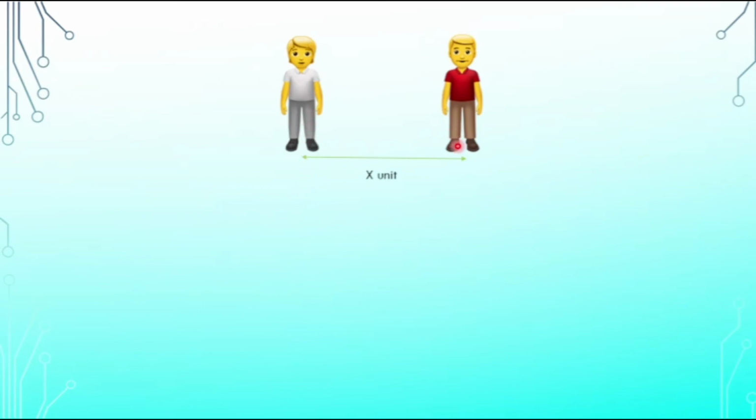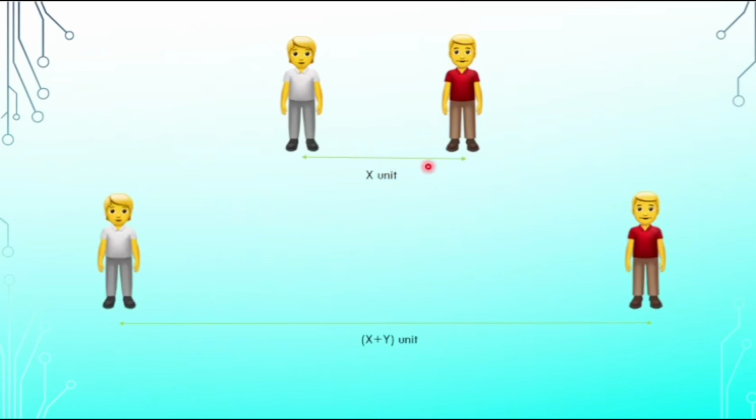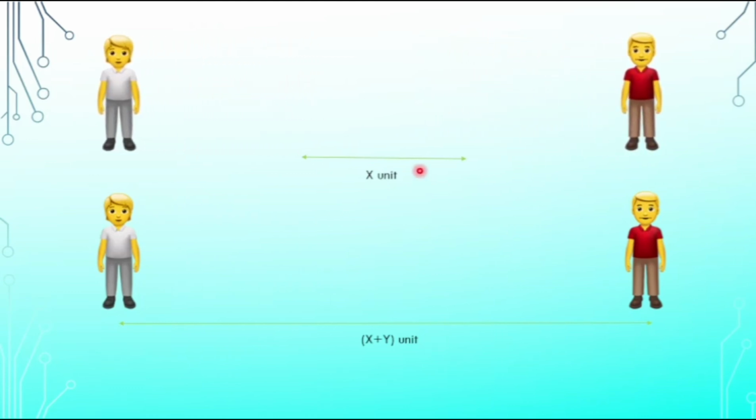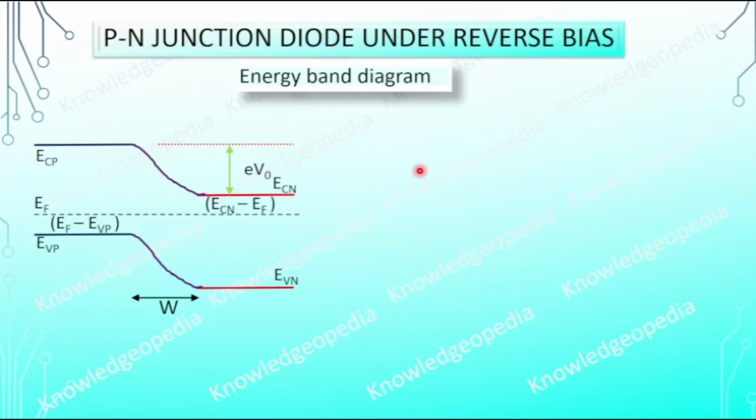Here this is you and your friend. You are standing at a distance x unit from each other. Because of this pandemic, now you are supposed to maintain a social distance, right? And to maintain a social distance, you have to increase the distance among you. Let the increased distance be equal to x plus y. How can you increase your distance? Obviously, you have to move far from each other. The same thing happens for the energy band diagram in case of a reverse bias condition.